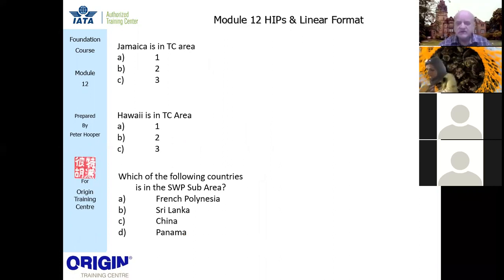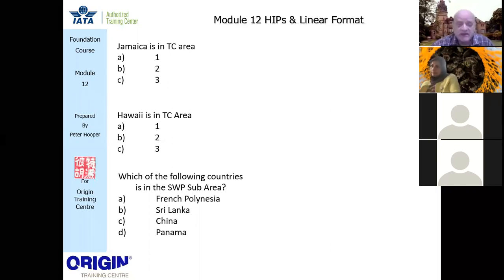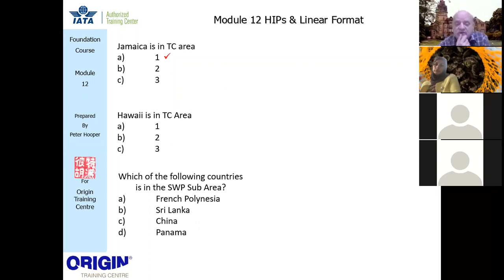Wow, we suddenly switched back to areas again now. Jamaica, T1. TC area 1. Can you remember what TC stands for? Traffic conference. Yes, traffic conference.